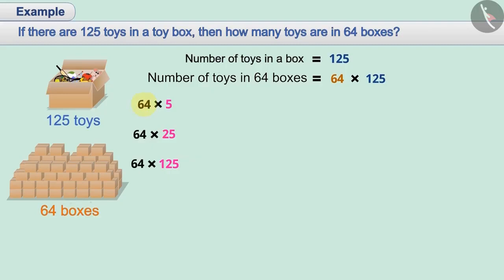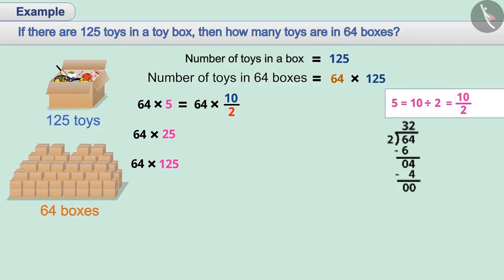Let's learn how to solve 64 multiplied by 5 first. Since we can write 5 is equal to 10 divided by 2, which can be expressed as 10 by 2, in order to get the product of 64 and 5, we can express it as 64 multiplied by 10 by 2. To solve this, first we have to divide 64 by 2. The outcome is 32. Now, we will multiply 32 by 10 and we get the answer 320. We can solve this easily by verbal calculation.